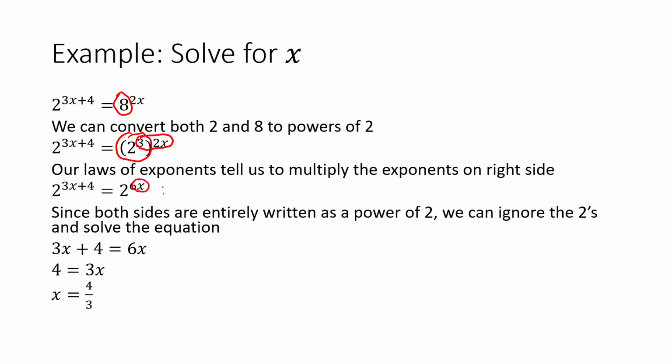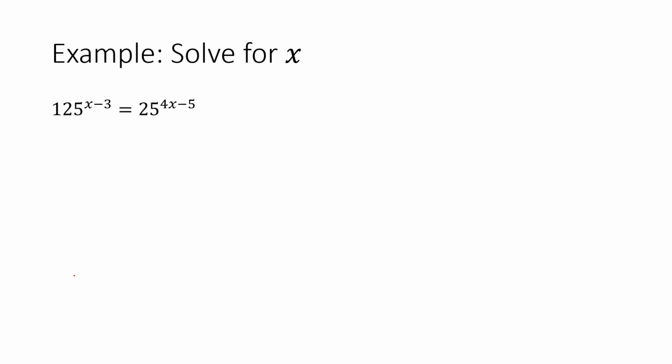And now look what we have in this checkmarked line here. We've got a power with a base of 2 equaling a power with a base of 2. Well, we can simply let the exponents equal each other. 3x plus 4 equals 6x. Subtracting 3x from both sides and dividing both sides by 3 gives us our final answer. x is equal to 4/3.